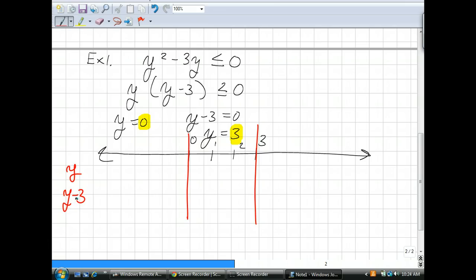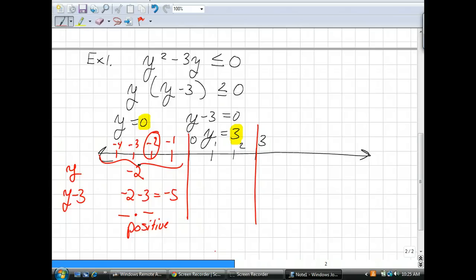And we take those two factors and we choose a number from each interval. So in this interval, we have -1, -2, -3, -4. We can choose any number we want. So let's say I choose -2. So I get -2, and I have -2 minus 3, which is -5. So I have a negative times a negative, so this is going to be a positive number. So in this interval, y times y minus 3 gives me a positive number.